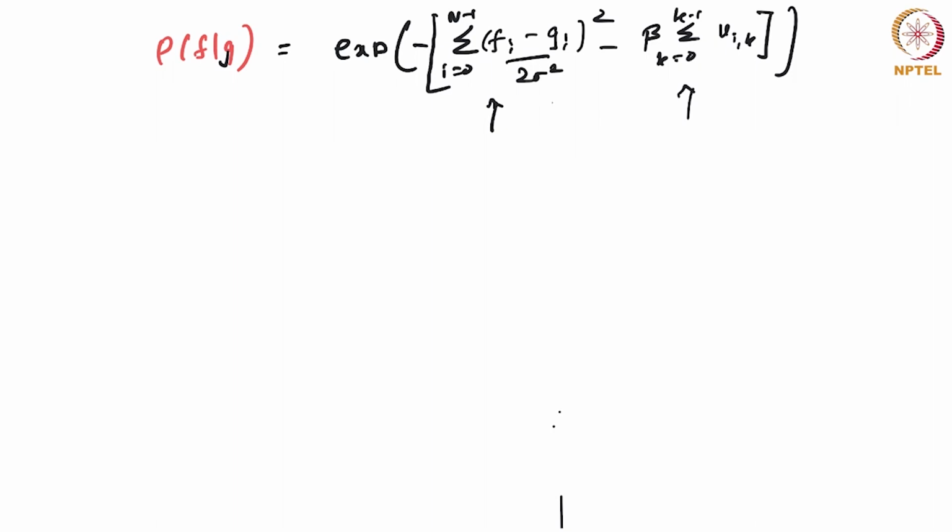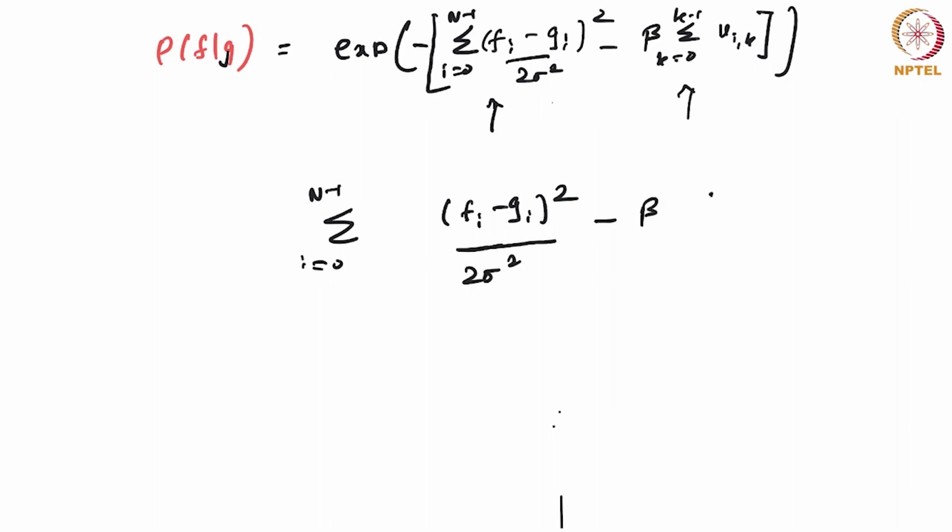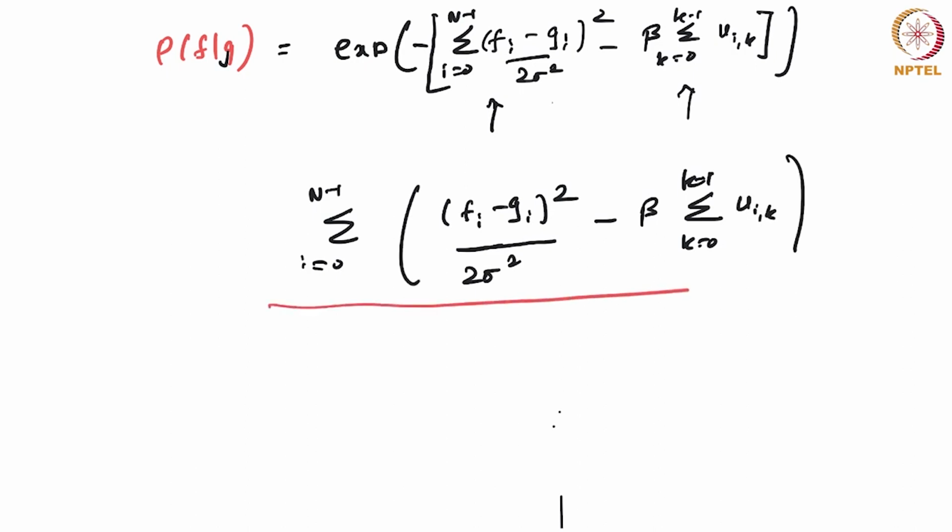The maximization of this probability actually means minimization of this exponent. So minimization of the exponent, i equal to 0 to n minus 1. So we'll have f i minus g i squared by 2 sigma squared, right, minus beta. This beta and the other are just hyperparameters that you will have to choose to make it work for the particular problem. Okay, so this is the loss function eventually that we are trying to optimize. So we have now made this into an optimization problem.